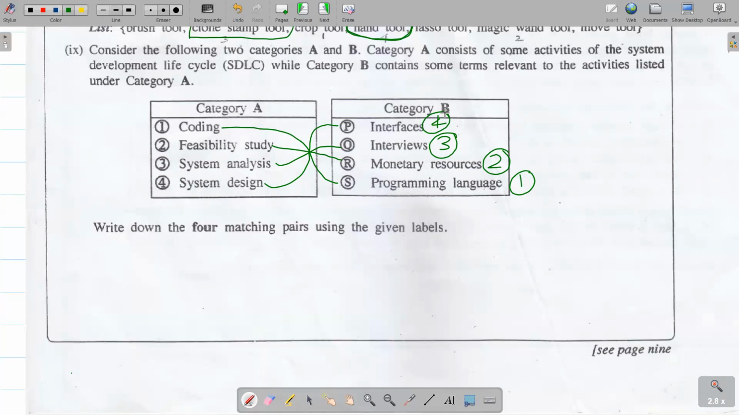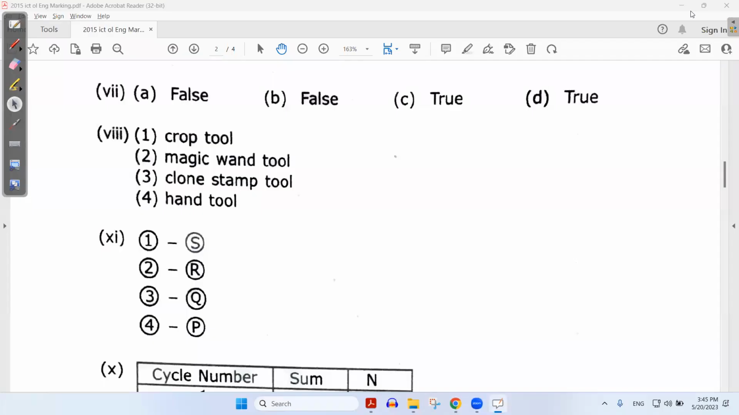So 1S, 2R, 3Q, 4P. That's the way they are going to give the answer. Yes, 1S, 2R, 3Q, 4P.